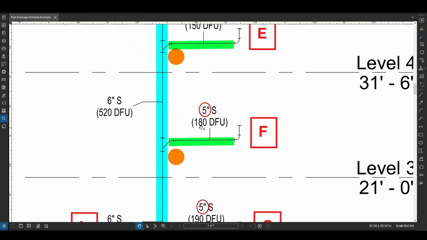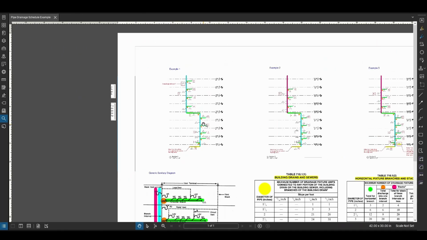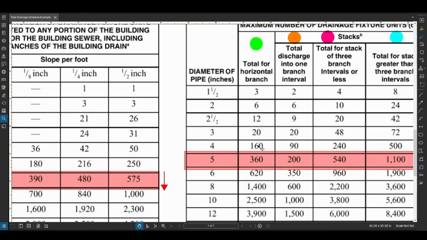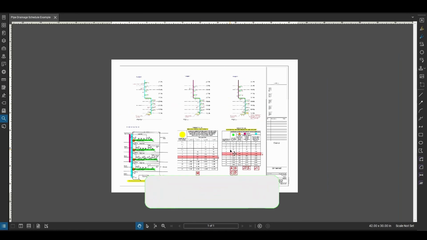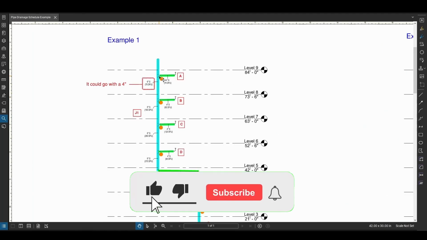This one here is 180. So this one should jump to a 5-inch, but since we typically don't have 5 inches commercially available, we'll jump to a 6-inch. So if you come here, you see this is 160. So you would have to jump to the next one, to 5 inches. But since we don't use this, we would go with a 6-inch. All right, so that's as far as the horizontal branches.